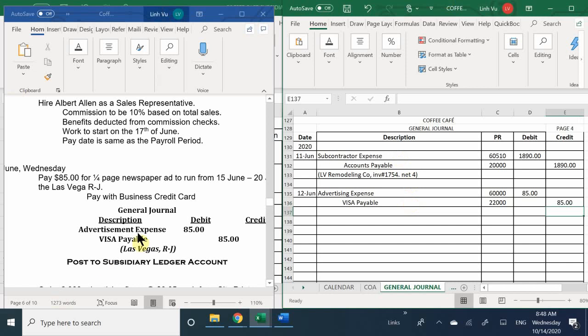And then for the description here, I'm going to go ahead and place Las Vegas register journal, comma. We also want to put a little detail. So here, what do we get? Half a page newspaper article. 1/4, 1/4.